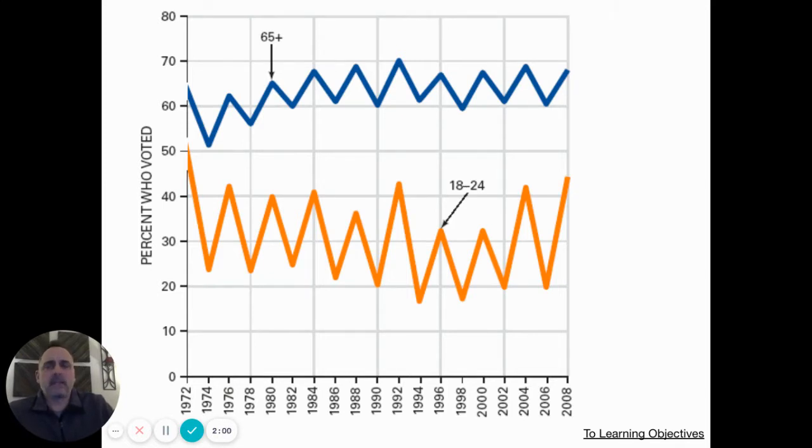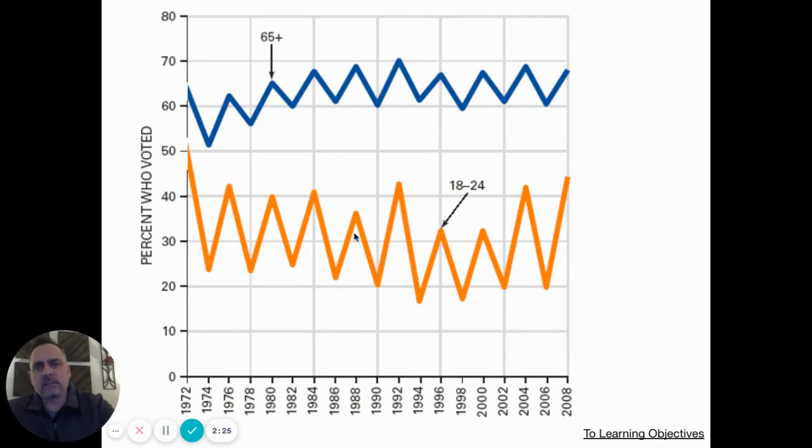You're going to be less likely to vote. So this is the percent of older people, 65 and older, who are voting in elections. And they tend to be somewhere around the 65 to 70% range. It's always a little higher in a presidential election year, and always a little less in the midterm elections between presidential elections. That's why you get this nice little heart rate look here.